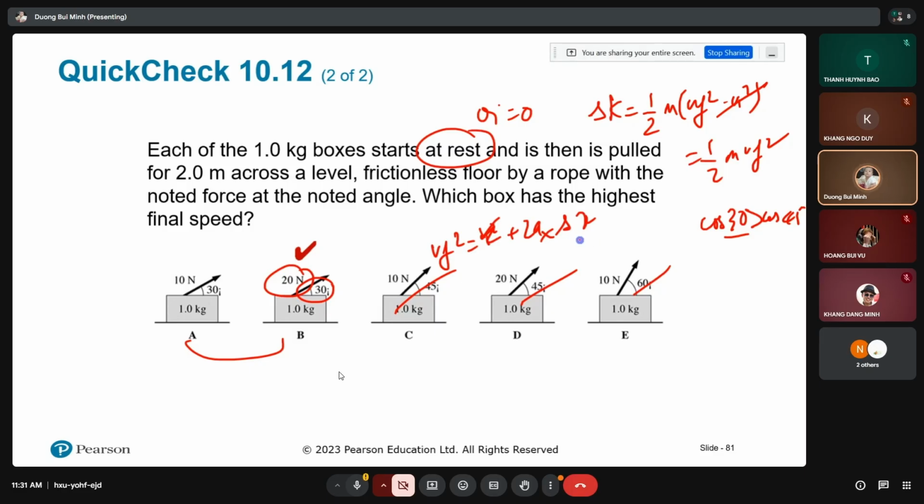So here, the force Fx is constant, so we can calculate vx. Or here, you get the delta K, right? Delta K is F times d. So if the K is higher, that means the vf is higher, right?